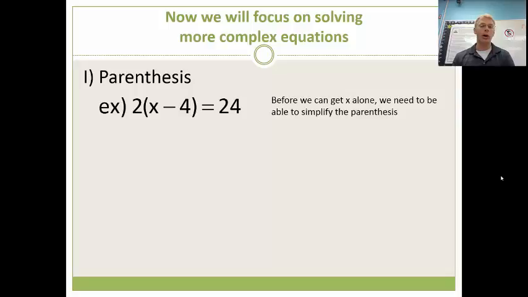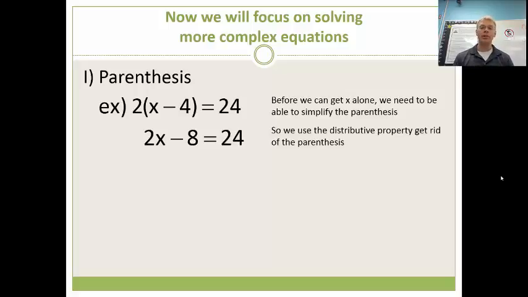So we go back to Unit 1. How would we simplify having a value being multiplied by parentheses with more than one term inside? We use the distributive property. Distribute the 2 to the x and to the 4. We get 2x minus 8 equals 24.